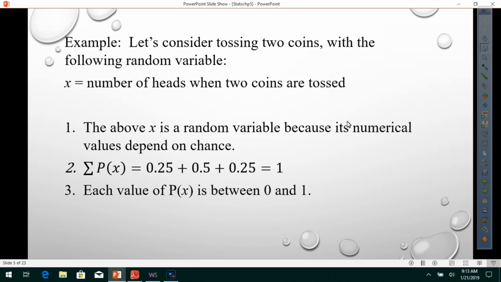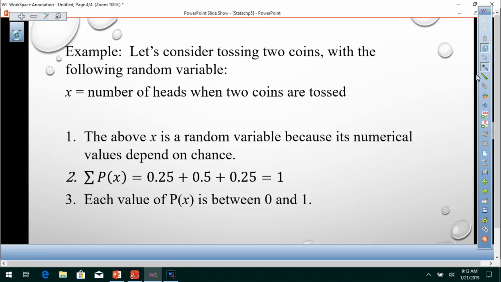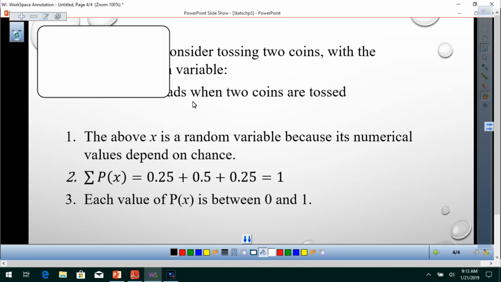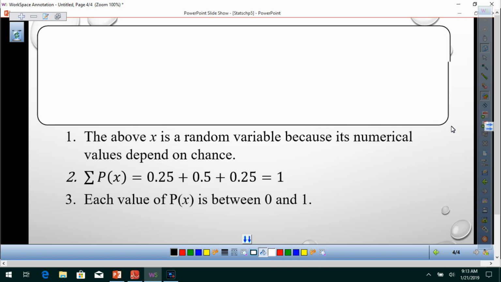Let's consider tossing two coins. This is our example. Let's consider tossing two coins with the following random variable: x is the number of heads when two coins are tossed. Let's make us a little tree diagram so we can check these requirements here.